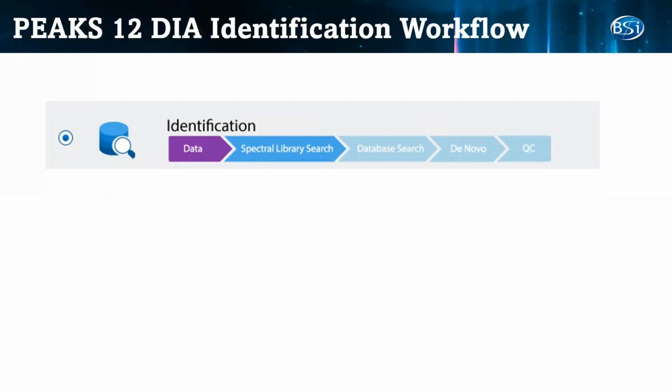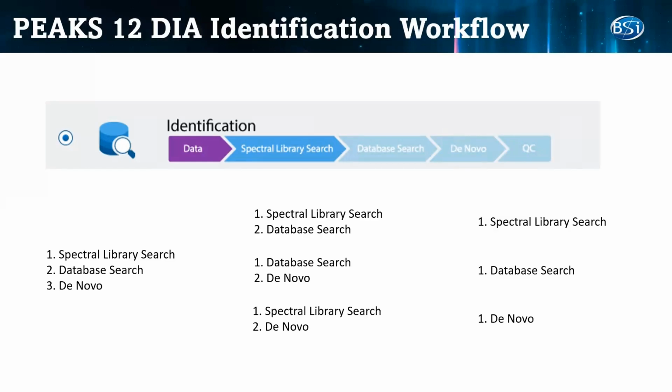The identification workflow has 3 different steps: a spectral library search, a database search, and de novo sequencing. Each of these steps is optional, so you can choose to run all 3, choose 2, or run only 1. This allows for greater flexibility, particularly if users wish to run a library-free search.